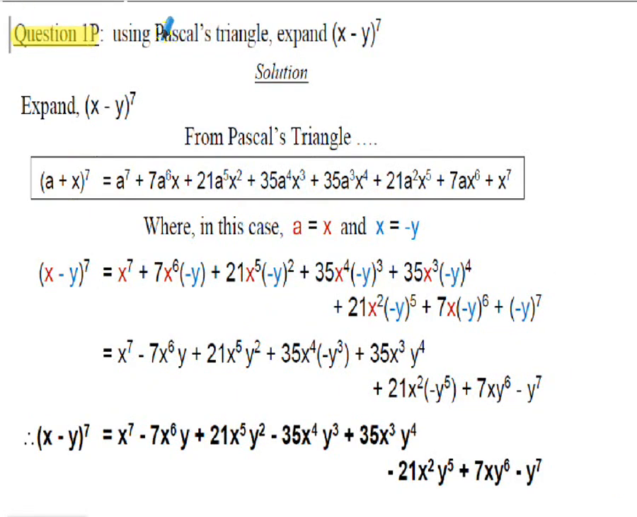Question 1p continued. We're going to use Pascal's triangle here to expand (x minus y) to the power of 7. We know from previous work on the previous slide, we've got (a plus x) to the power of 7 gives you the expansion on the right hand side here. But don't forget, a plus x are generic terms we're using. In our particular case, our generic a will be x, the x in the question we're given. And the x in our generic expansion will actually be minus y. So x is actually minus y in the question we're given. So we need to be very careful of that.